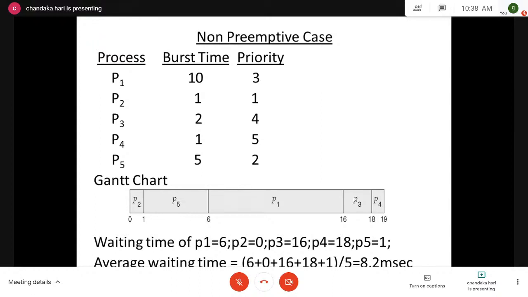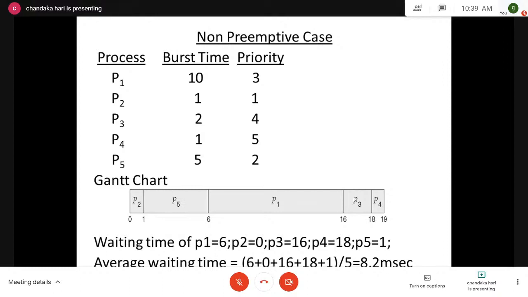Among all these five jobs, process P2 has the highest priority, so first of all we give the CPU control to P2. It executes for 1 millisecond, so P2 is completed at 1 second. After that, the second highest priority is P5. It requires 5 milliseconds, 1 plus 5, so it is completed at 6 seconds.